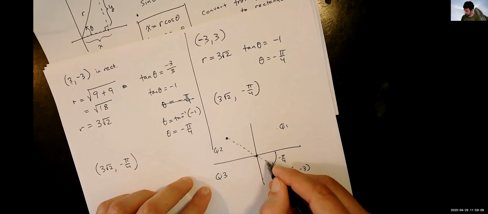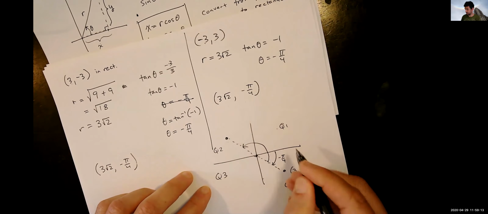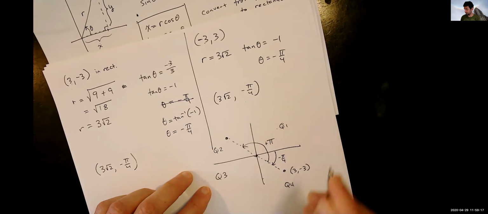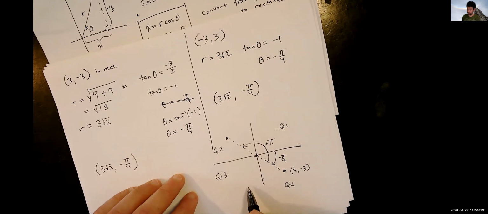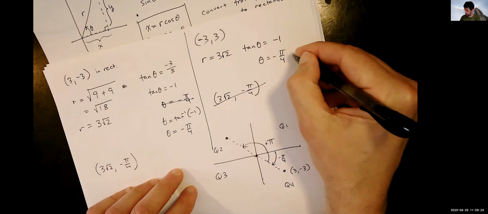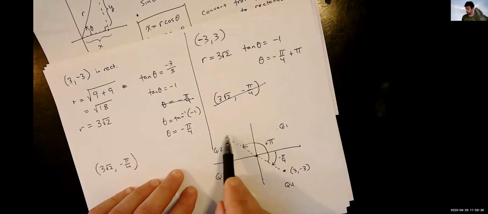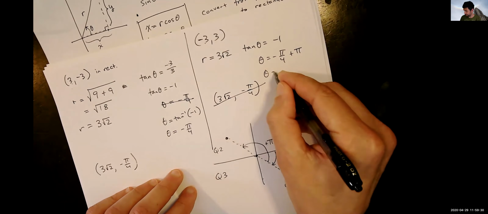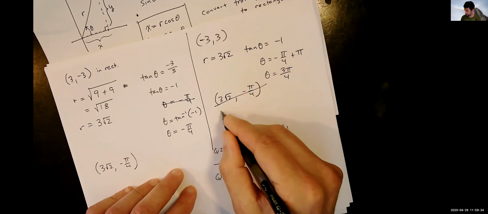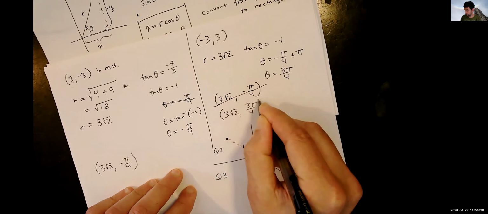So what do we do? We correct our angle and bring it over here. How do we do that? We're rotating by half of a circle. I'm going to add pi. Right? So instead of pi over 4, I need to add pi to this because I'm in this quadrant over here. And so theta is going to end up being 3 pi over 4. So this point's real conversion should be this. Okay?